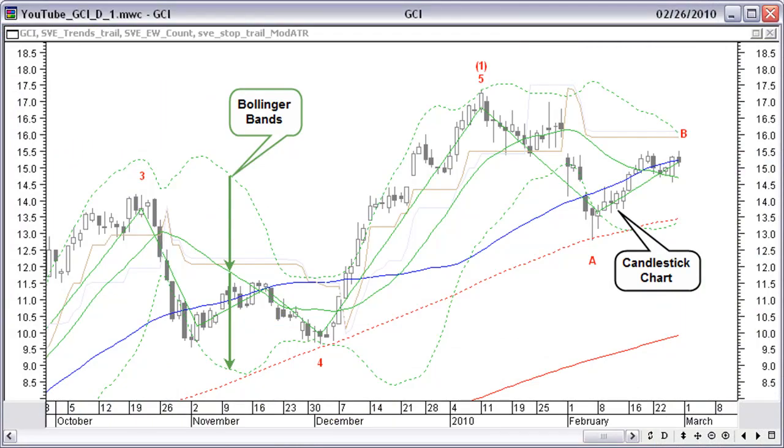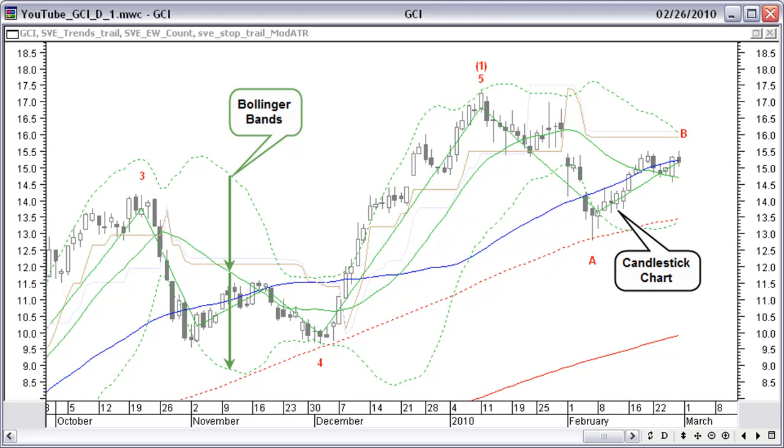GCI, or Gannett Company Incorporated, is an international media and marketing solutions company. We will swing trade the stock in a series of videos applying all technical analysis techniques explained in the previous videos. We will use a daily, weekly and eventually an hourly chart. On these charts we will use a number of indications.